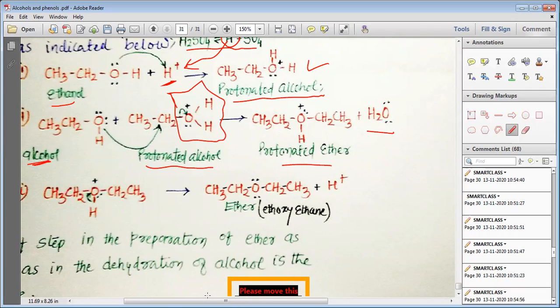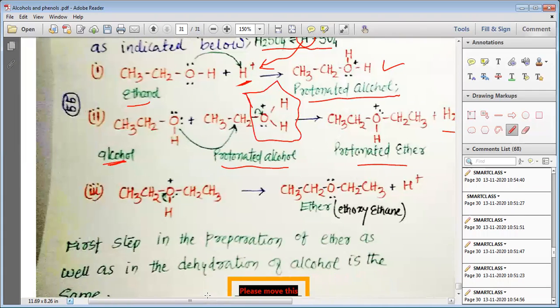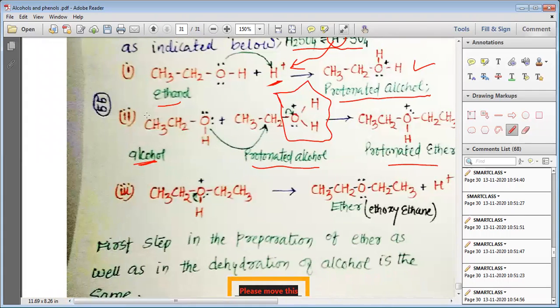Now, my dear students, the protonated ether enters the third step. In the third step, the protonated ether has a positive charge on oxygen and only one lone pair on oxygen. This oxygen of protonated ether gets one more lone pair by breaking of the bond between oxygen and hydrogen, and finally we get ether. You can see in ether that the oxygen has two lone pairs and hydrogen is removed as an H plus. You can see here this H plus is obtained.